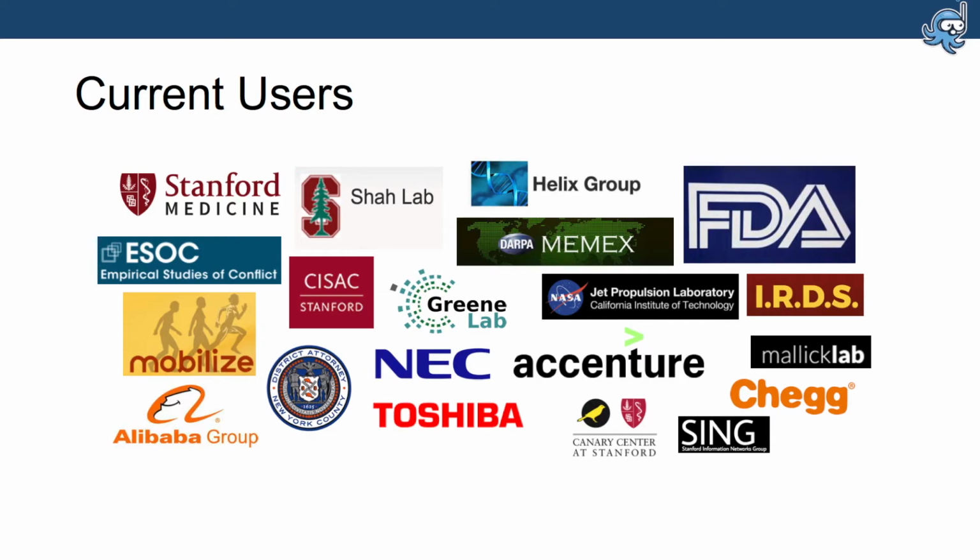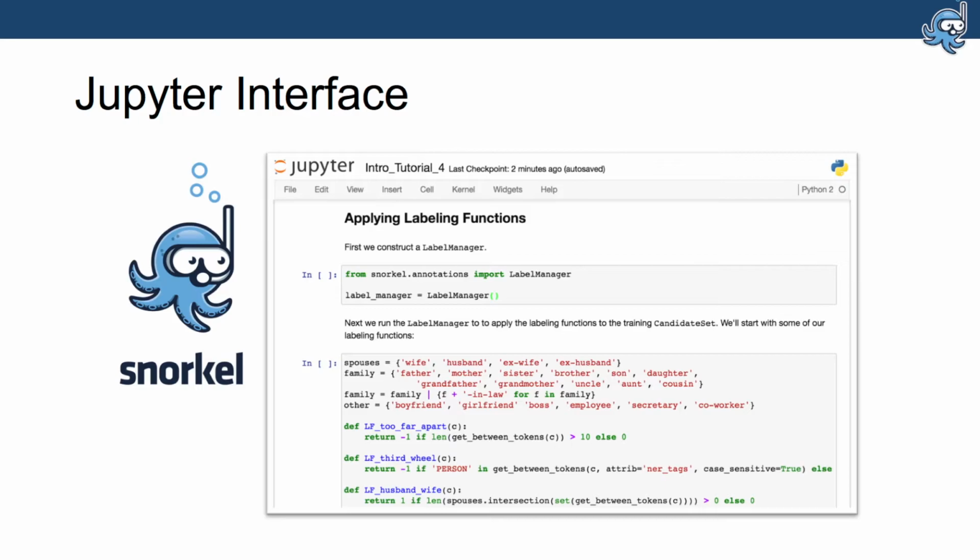And one of the reasons that we're excited, we think that this is starting to catch on, is because we've really focused on how we can get domain experts in the loop. We've tried to focus on that, I think, more than other machine reading systems have. And so today we'll be talking about how to use the Jupyter Notebook interface that Snorkel is built around. The idea is to get you all programming very quickly to build these models.